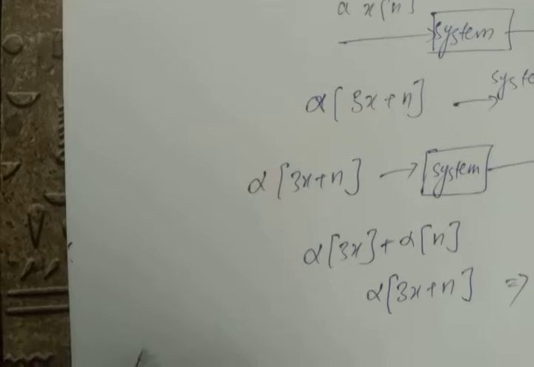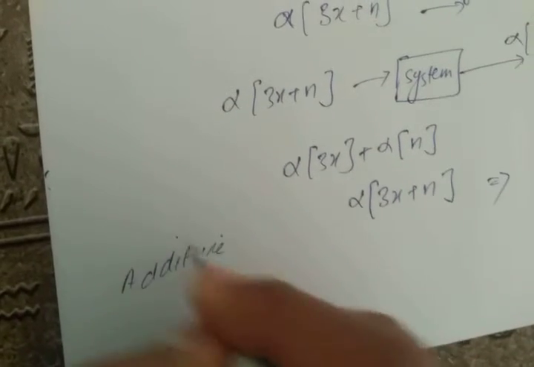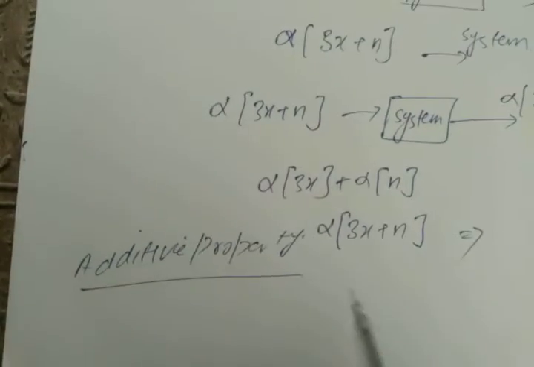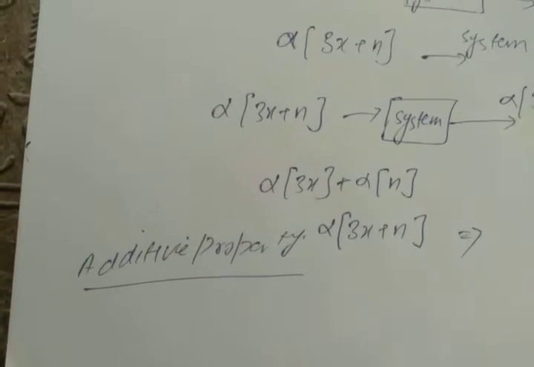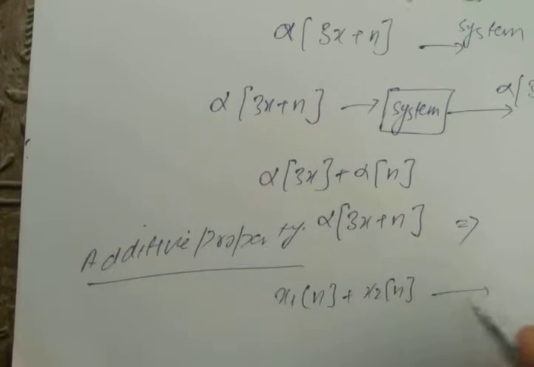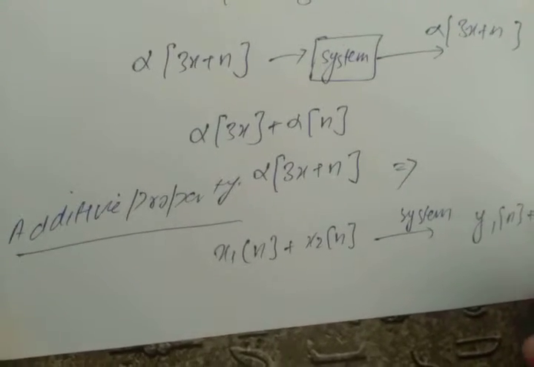And in the additive property, we discuss the main thing. For example, we have two signals x1 of n plus x2 of n. After passing through the system, we should get y1 of n plus y2 of n. It means that if we add the two signals at the input side, then we must also get the sum of the outputs at the output side.